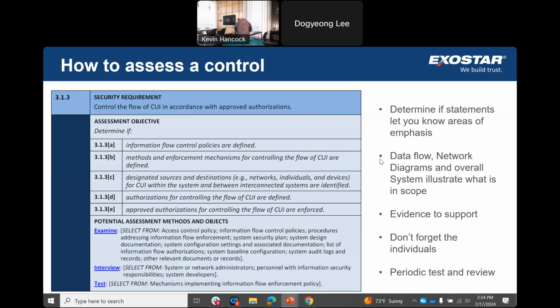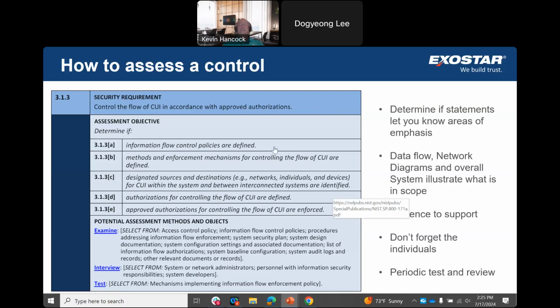And it shows you that, okay, this security requirement: control the flow of CUI in accordance with approved authorizations. So it's going to be a general statement like that for each of the controls. NIST isn't about telling you how to do those things. It's just telling you that this thing needs to be done. How you do it is kind of up to you. There are some things you're going to need to have in place. That's these "determine if" statements, right?